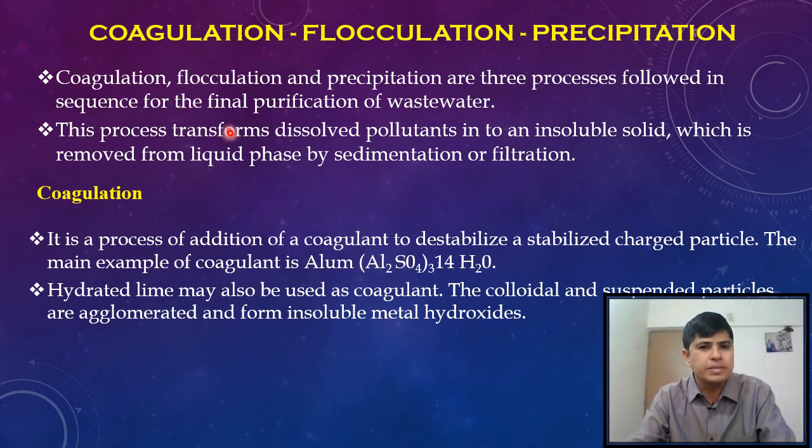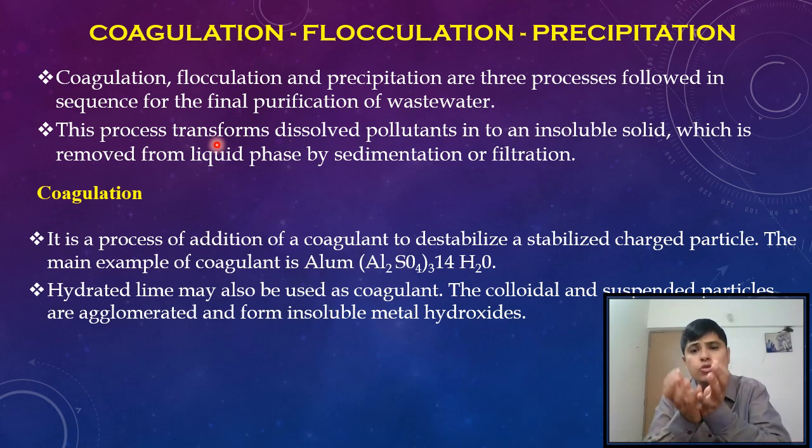Now the last point of this tertiary remediation process, or effluent treatment strategy, is coagulation, flocculation and precipitation. Coagulation, flocculation and precipitation are three processes followed in sequence for the final purification of wastewater. This process transfers the dissolved pollutants into insoluble solid. The pollutants which are dissolved in water get converted into insoluble solid, which is removed from the liquid phase by sedimentation and filtration.